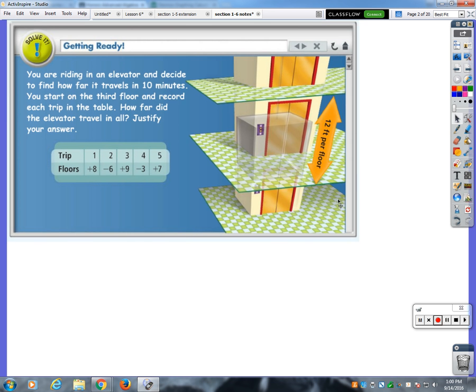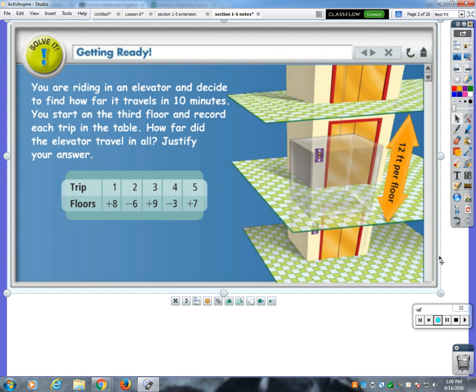the section with a little problem for you guys to do on your own, the old getting ready. I think this one you're going to be able to do very quickly. It says you're riding in an elevator and decide to find out how far it travels in 10 minutes, because you're that guy. You start on the 3rd floor and record each trip in the table.